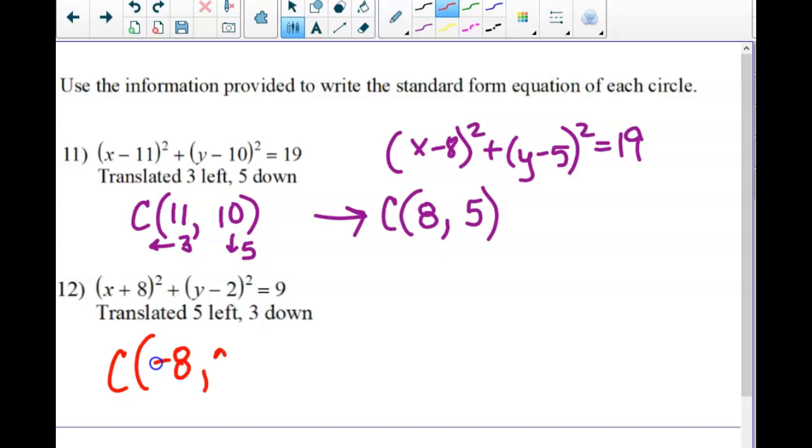Negative 8, positive 2, okay? And if we go left 5 from negative 8, where would we be? Negative 13, good call. And if we're at positive 2 and we go down 3, where would we be? Negative 1, okay. So then what would that equation look like?